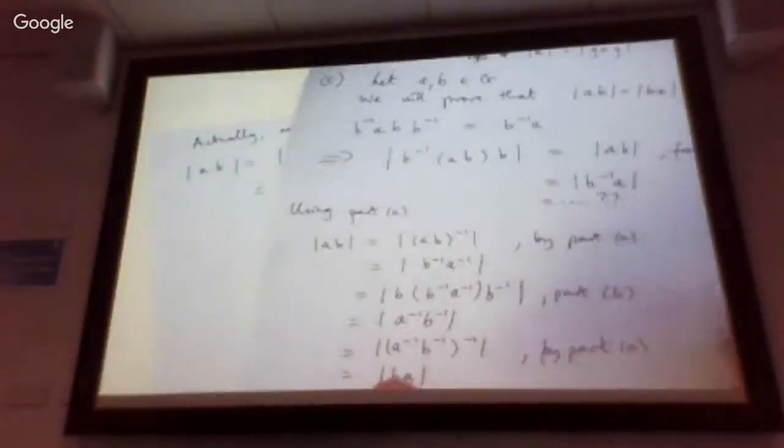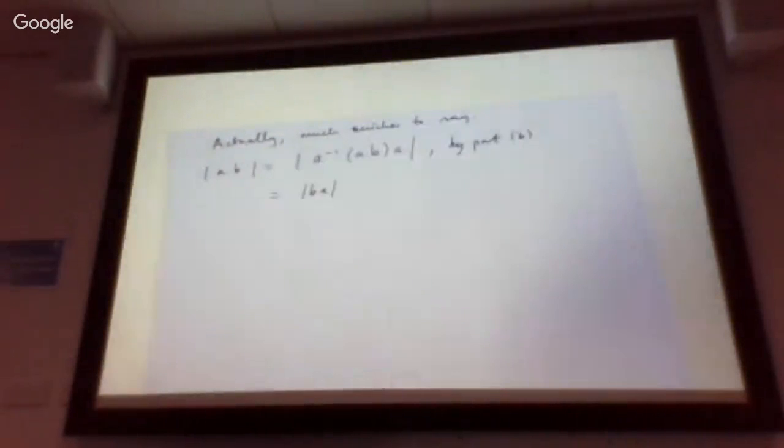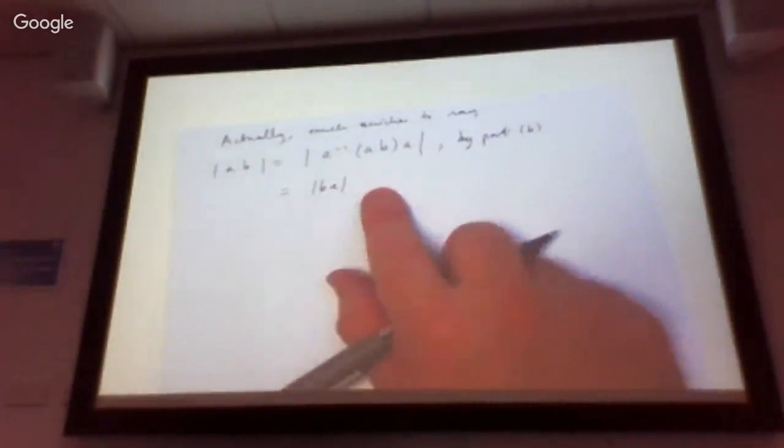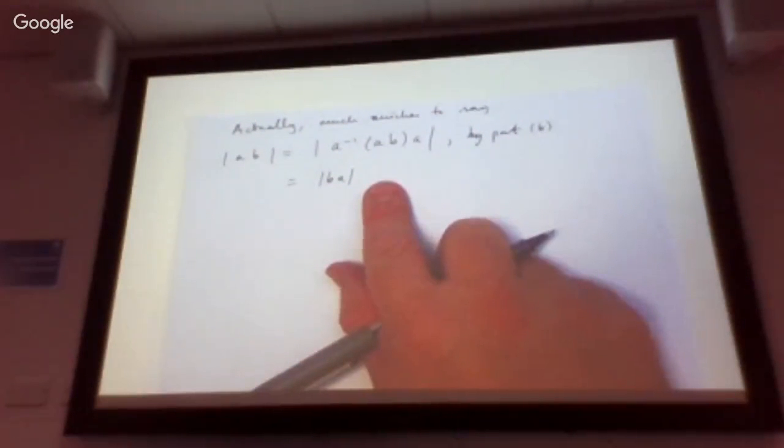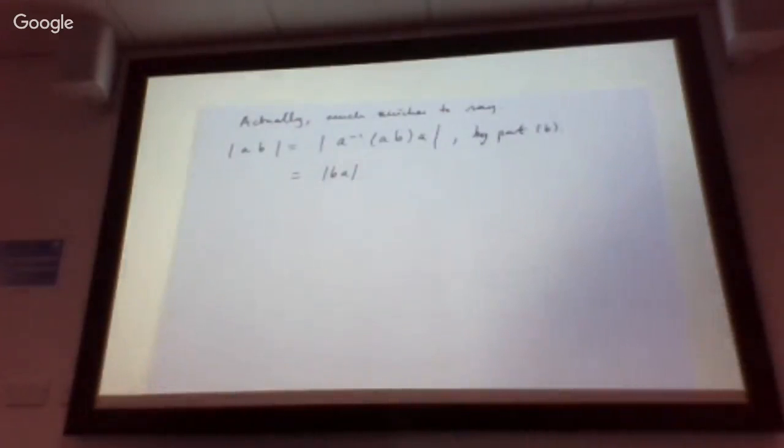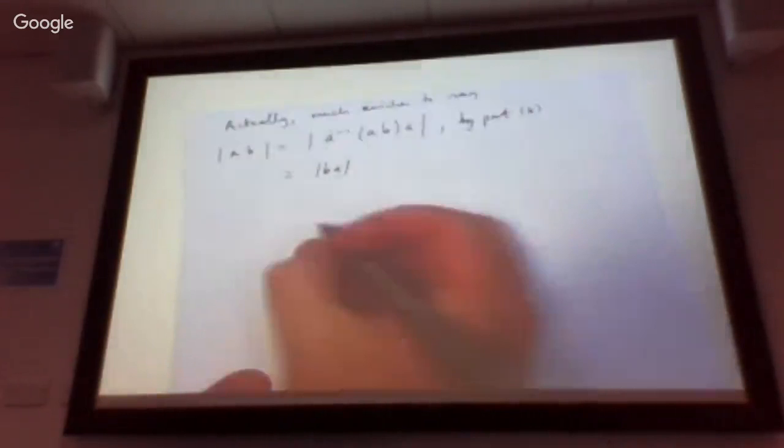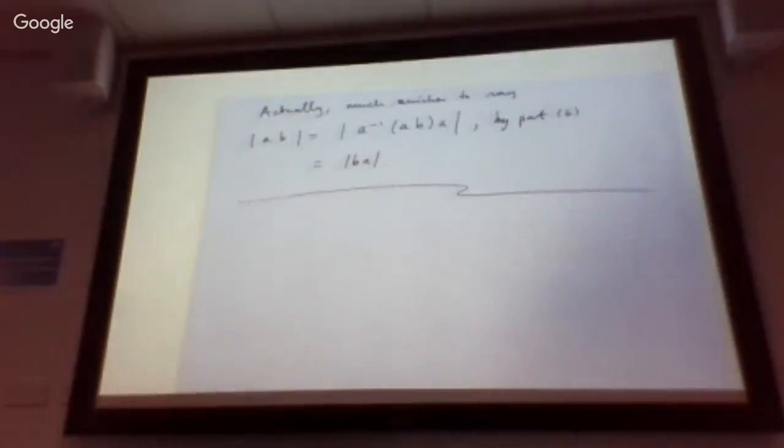But you see, using part A, I'm not quite sure where to take this. Using part A, we would get that the order of AB should be equal to the order of the inverse of AB. And that's equal to, well, the inverse of AB is B inverse A inverse.